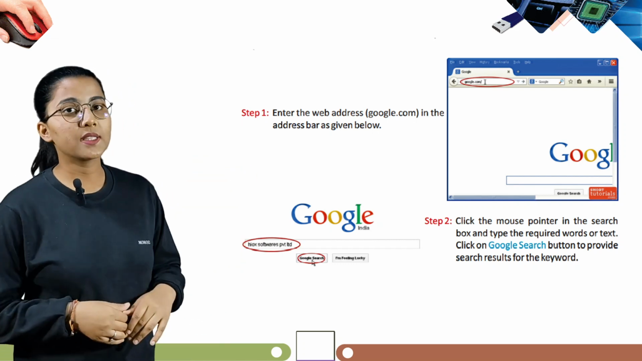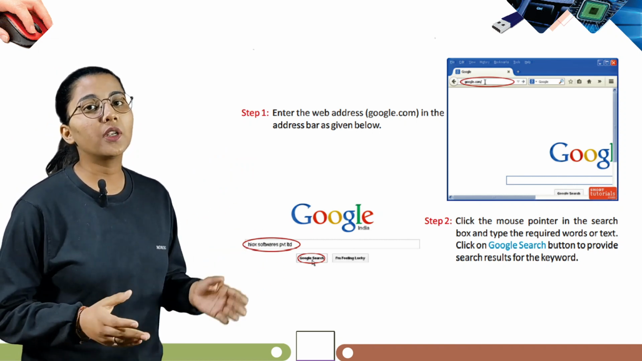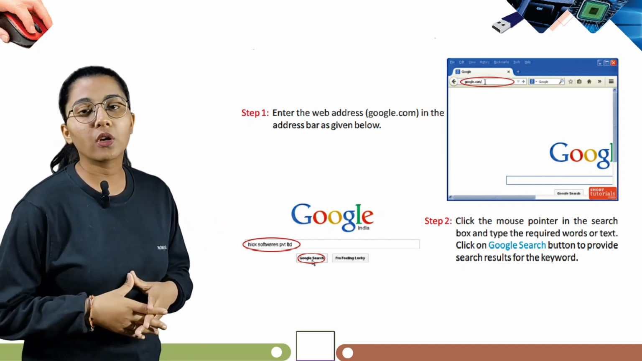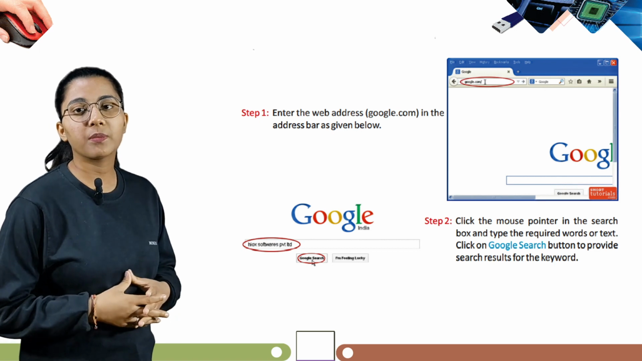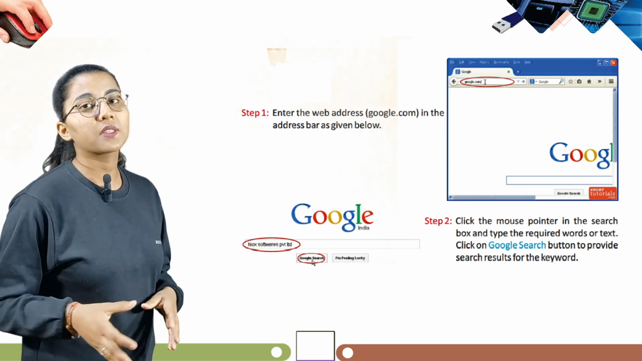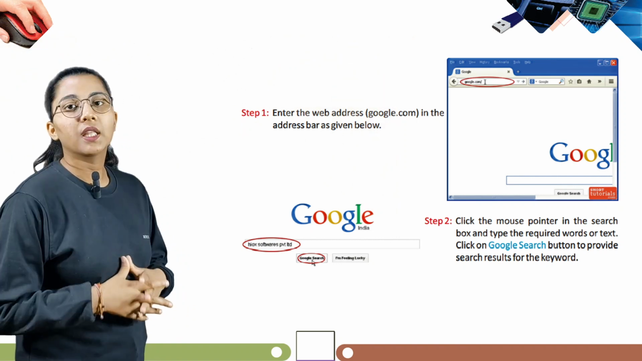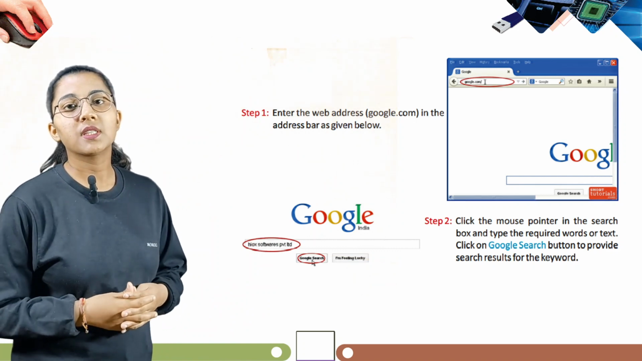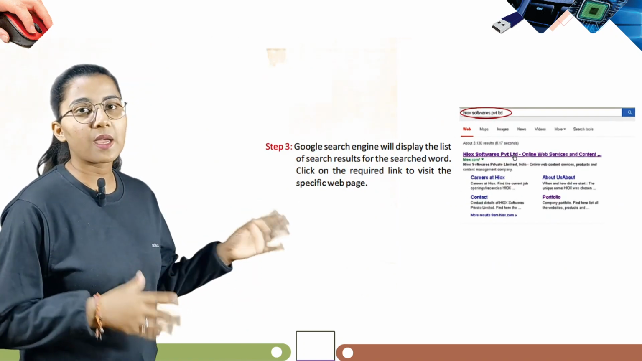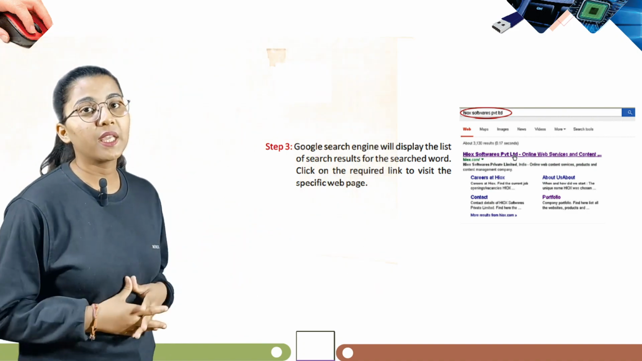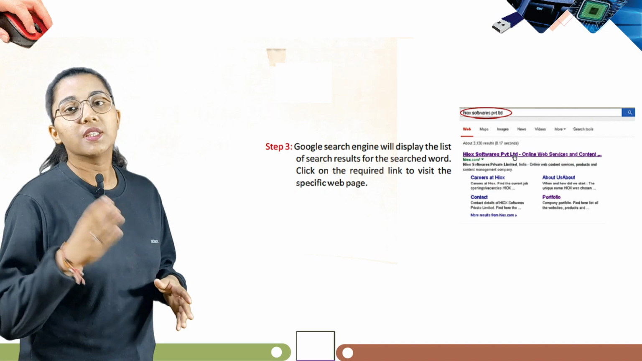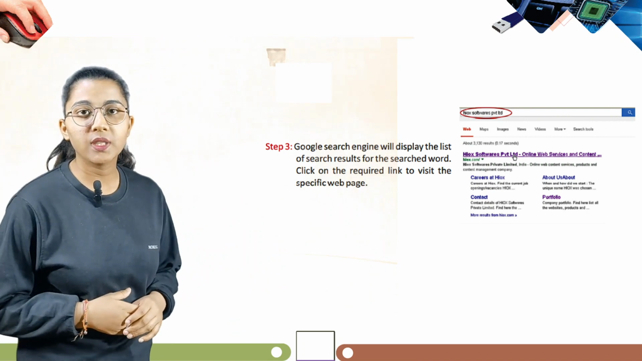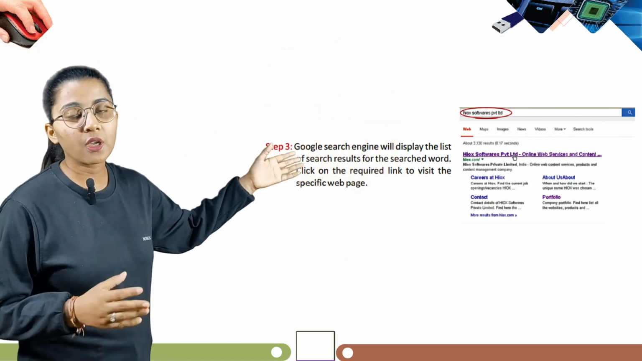Our first step is enter the web address, that is google.com, in the address bar given below. So students, you have to type google.com in the search bar. Now our next step is click the mouse pointer in the search box and type the required words or text. Click on Google search button to provide search results for the keyword. Step 3 is Google search engine will display the list of search results for the searched word. Click on the required link to visit the specific web page. Now students, here you can see the interface of searching on Google Chrome.